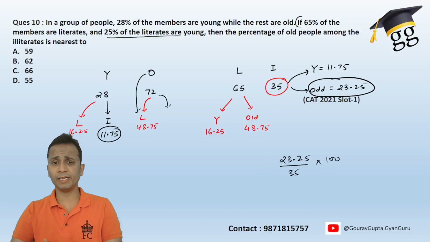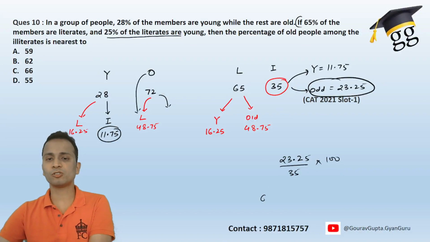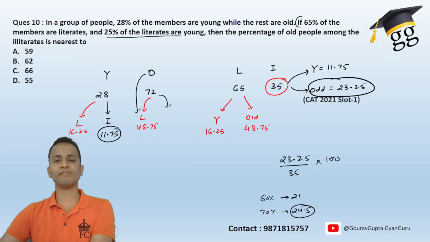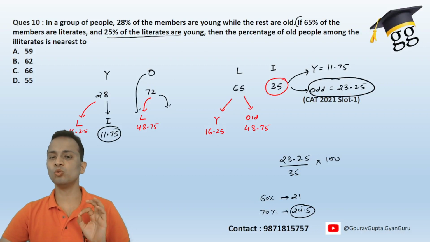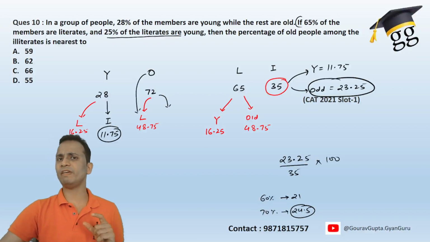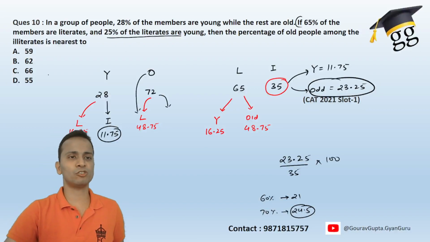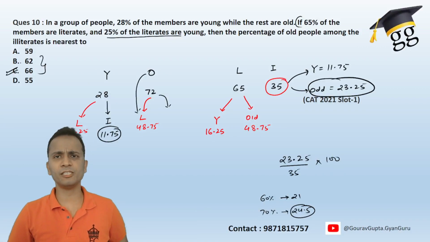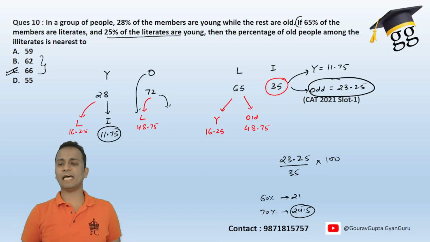So approximate value के लिए 35 is the denominator. So 60 percentage of 35 will be 21. 70 percentage will be 24.5. Now 23.25 is nearer to 24.5. So my answer will be nearer to 70 percentage as compared to 60 percentage. तो आंसर 60 और 70 के बीच में होना चाहिए, बट 70 के ज्यादा पास होना चाहिए. So answer should be among option B or option C, but since it should be nearer to 70 percentage, so I will mark 66 percentage as the answer.